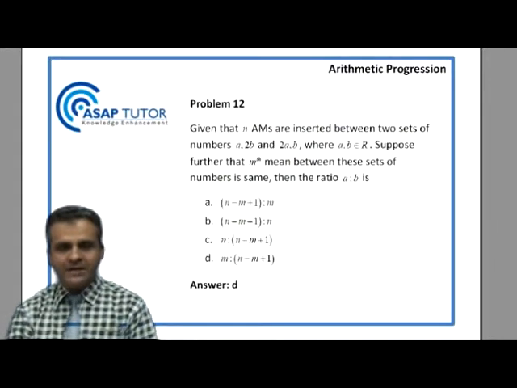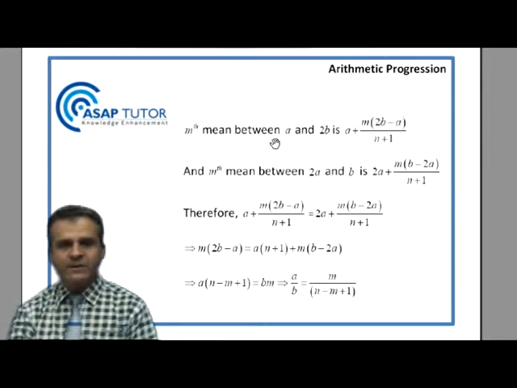Now the mth mean between the numbers A and 2B, because there are two pairs of numbers, one is A and 2B, the other is 2A and B. The mth means are the same, so we'll find the mth mean. The mth mean between A and 2B will be equal to A plus m into (2B minus A) divided by (n plus 1). Similarly, the mth mean between 2A and B will be equal to 2A plus m into (B minus 2A) divided by (n plus 1).